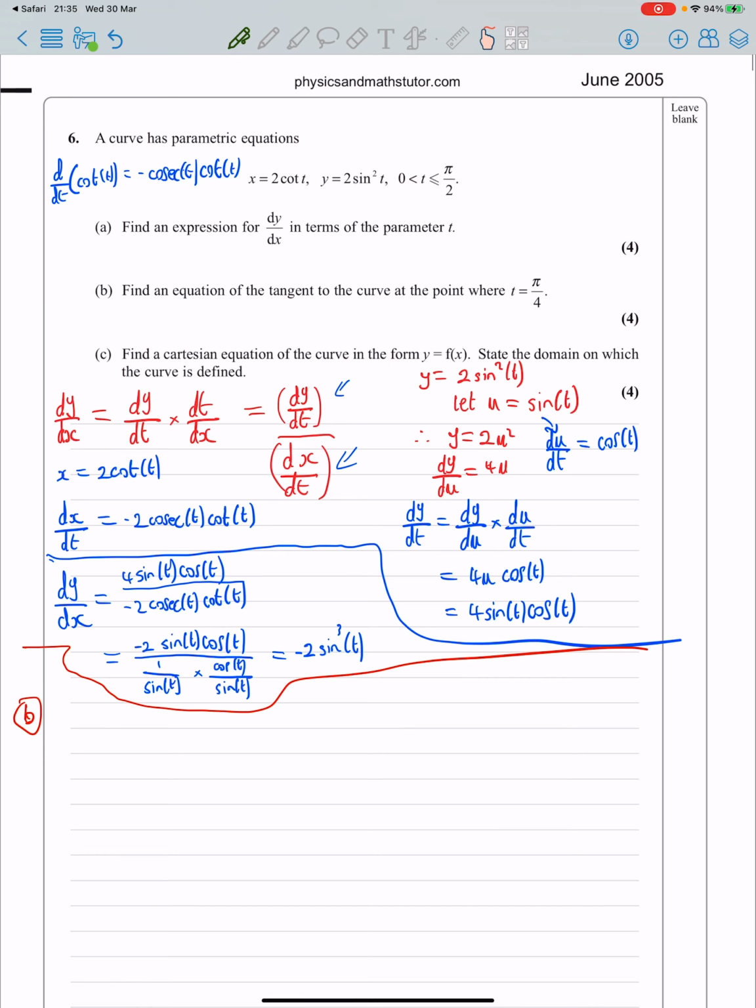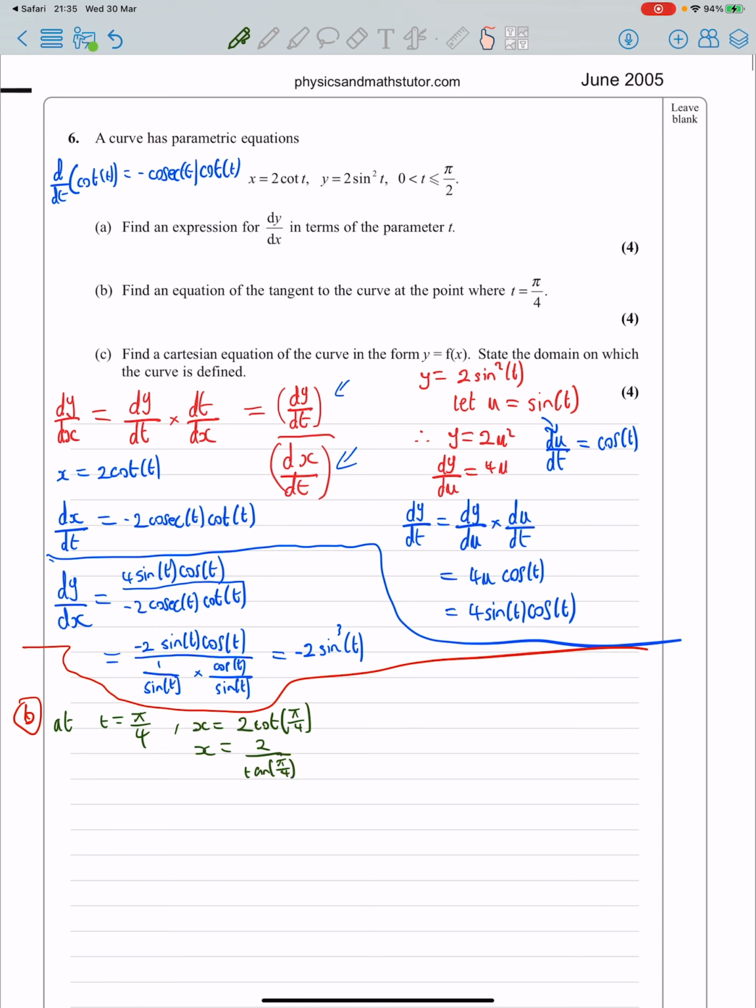Find an equation of the tangent to the curve at the point where t equals pi over 4. So, first of all, we need to work out the coordinate that represents. At t equals pi over 4, we know x is equal to 2 cot t. So x equals 2 cot of pi over 4, and that is equal to 2 over tan of pi over 4, because cot is 1 over tan.